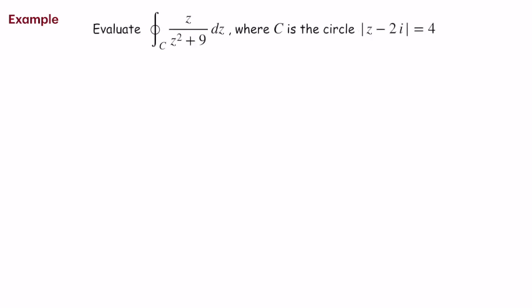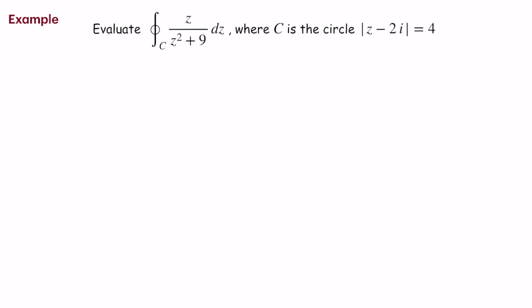One more example. That seems to be a lot of examples. We are truly leading by example. So let's look at what it is. We have to evaluate the integral over a closed contour C of the function z by z square plus 9 dz.